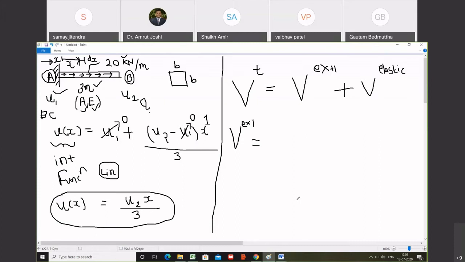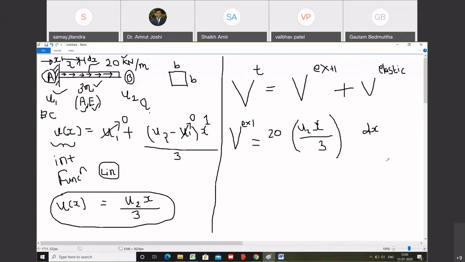And what is u at x? u at x is given as u2 into x by 3. Agreed? This is u at x. And what is the value of external load over dx? 20 times dx. So under the action of 20 times dx, there is a deformation of amount u2 x by 3. Is that clear?